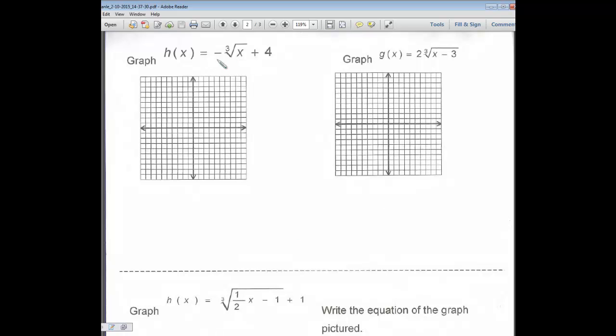So to begin, this is a graph that's reflecting over the x-axis, and it's moving up 4 units. Let's find HK. H is 0 and K is 4. So while the old graph started here, the new graph begins at 0, 4.